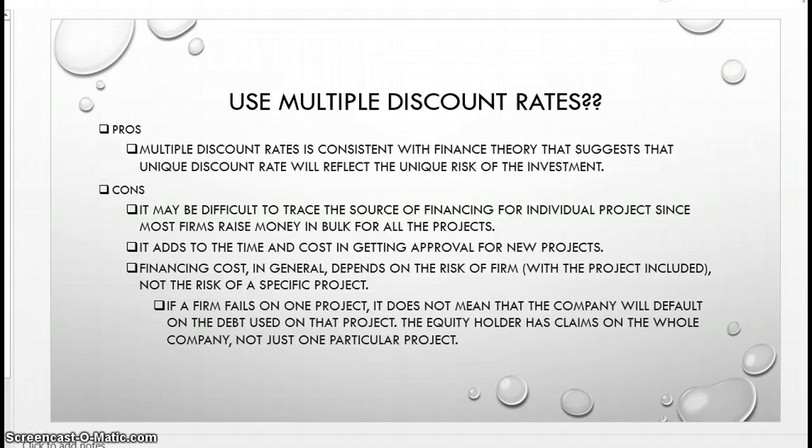Now, we also have the fact that in general, financing costs already depends on the risk of the firm, and the overall risk of the firm includes the specific projects that we're talking about. So what we're saying is all of the projects as a whole that this firm is involved with, all of the divisions of this firm as a whole is what contributes to the overall risk level of that firm. So, in that sense, the weighted average cost of capital already includes these differences in risk between different divisions and different projects.